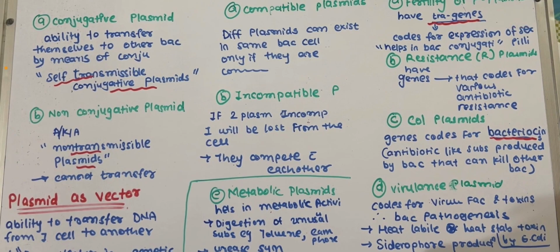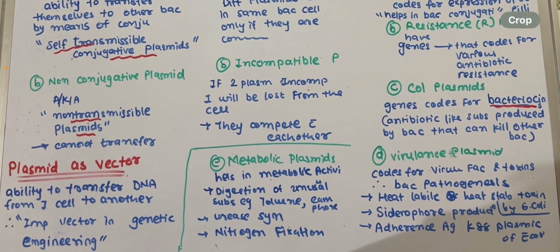If you need resistance to many antibiotics, then we will have resistance plasmid that will code for that. Col plasmid genes code for bacteriocin, an antibiotic-like substance produced by bacteria that kills other bacteria. Okay, that is col plasmid. And virulence plasmid: virulence means pathogenesis, so it codes for virulence factors and toxins, therefore bacterial pathogenesis will occur. Some examples are heat labile, heat stable toxin of E. coli, siderophore production, adherence antigen K88 plasmid of E. coli.